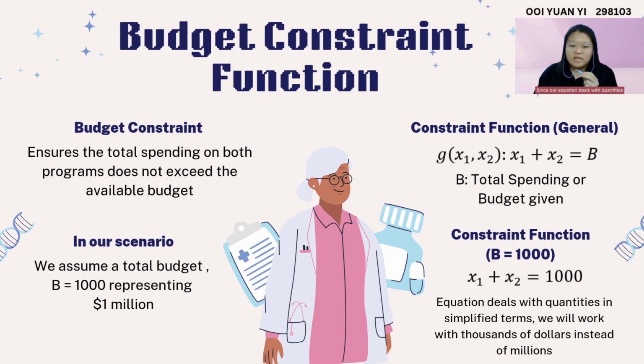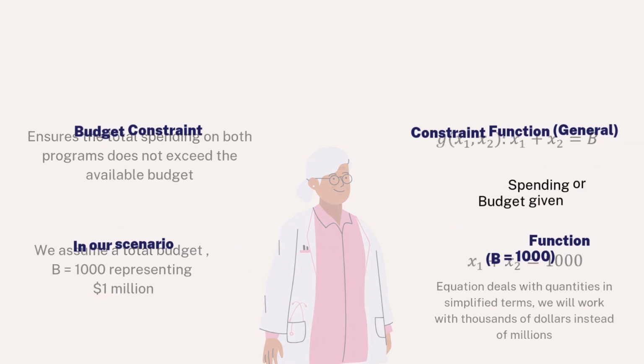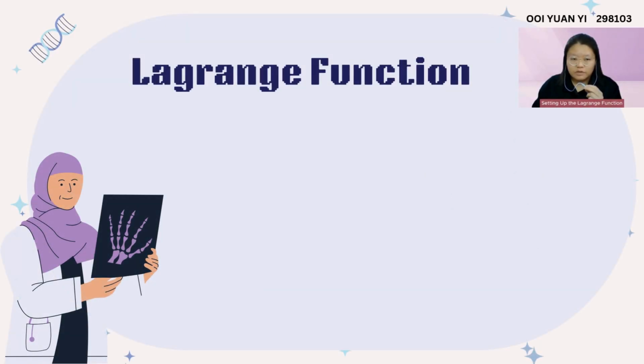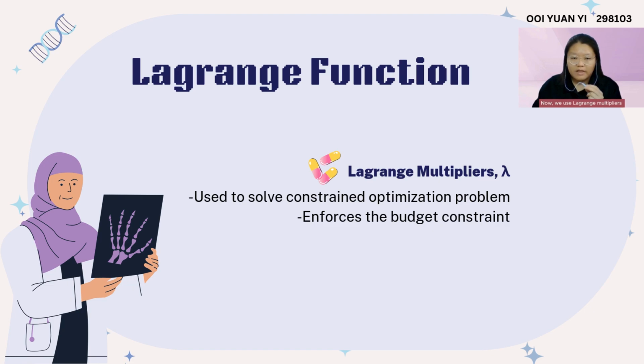Since our equation deals with quantities in simplified terms, we will work with thousands of dollars instead of millions. So we set B equal to 1,000 to represent a total budget of $1 million. In this case, the total spending must be equal to $1 million. Setting up the Lagrange function. Now we use Lagrange multipliers to solve this constrained optimization problem.